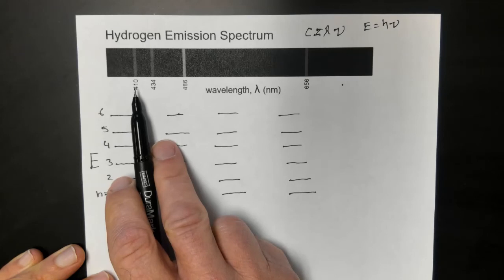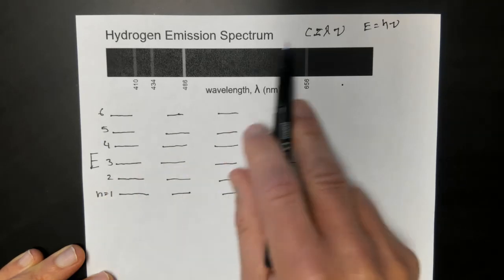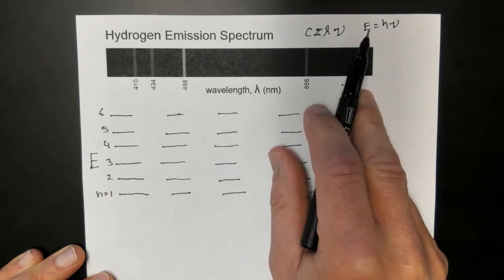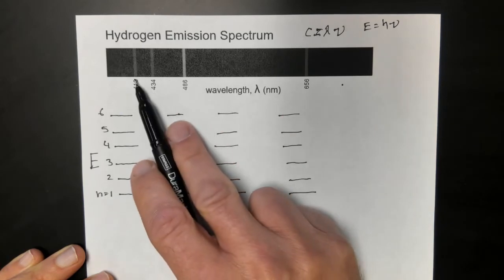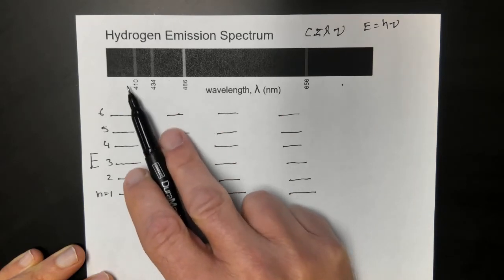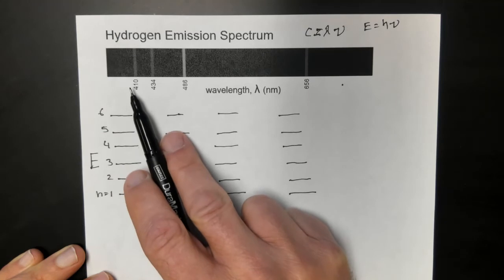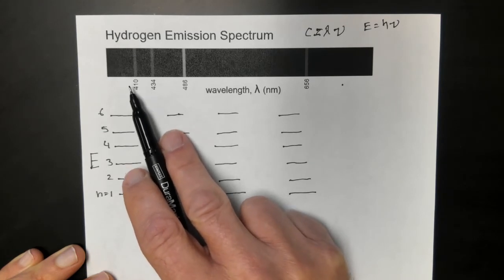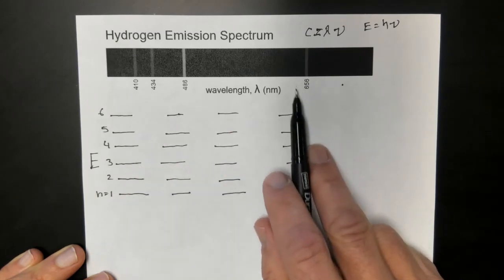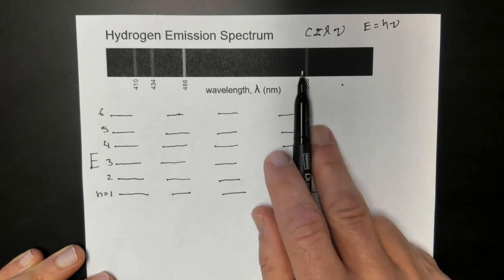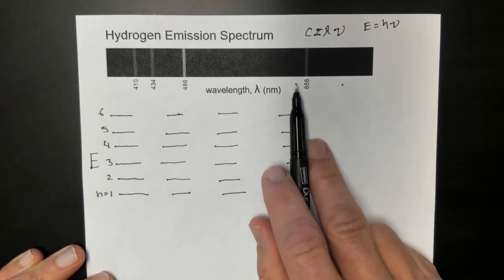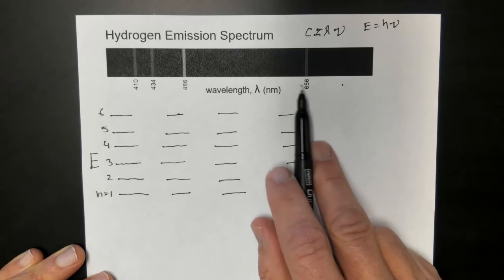So according to this equation then, these have a higher frequency, they must have higher energy. This transition must have a higher energy because this is a higher frequency. Shorter wavelength, higher frequency. Longer wavelength, lower frequency. So these are lower energy photons from this emission line.